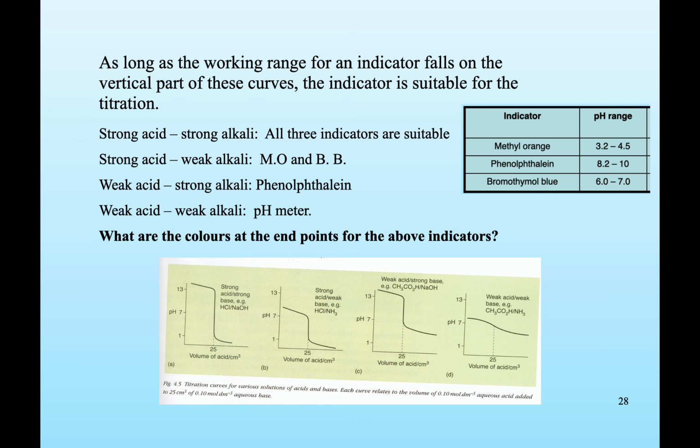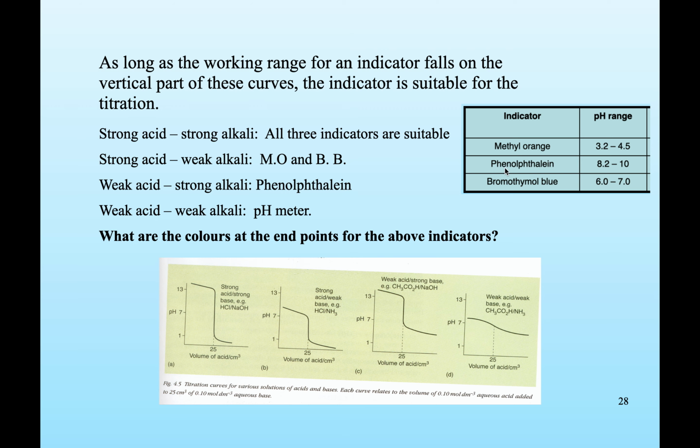Right. What are the colors at the end point? Well, this is actually quite a tricky little question. With methyl orange, the color at the end point is a mixture between red and yellow. So if we've got a red color, as soon as we see a tinge of orange, that's the end point. If we start from the other side and we start with yellow, as soon as we see a tinge of orange, that's the end point.